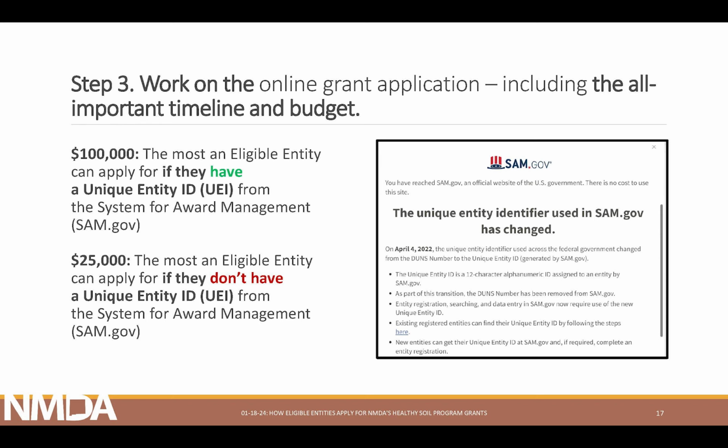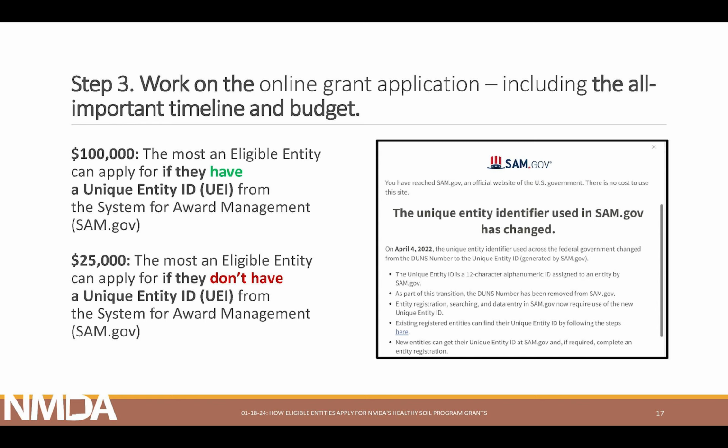One really important question. This is me circling back to something you heard me say in an earlier slide, and that is funding caps. As a refresher, $100,000 is the upper limit for an eligible entity that has a UEI, a unique entity ID. This comes from the federal government, the System for Award Management. We shorthand it around NMDA as SAM.gov. Basically that demonstrates to us here at the State Department of Agriculture that your entity has a proven track record for managing big projects. That's what we're after here.